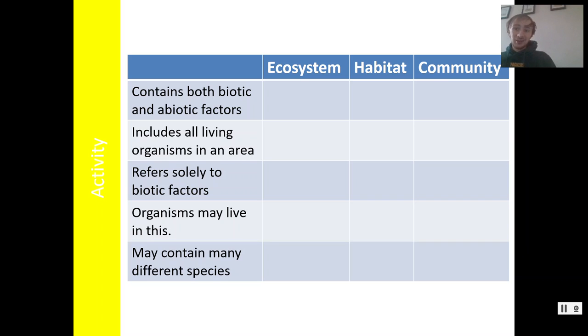Organisms may live in this. Well, it depends how you define in this. Habitat, definitely, absolutely. Ecosystem, I would agree, yes, because ecosystems contain all the abiotic factors. An ecosystem is almost the intersection between a habitat and a community. May contain many different species. Ecosystem, yes. Habitat, no. Community, yes.